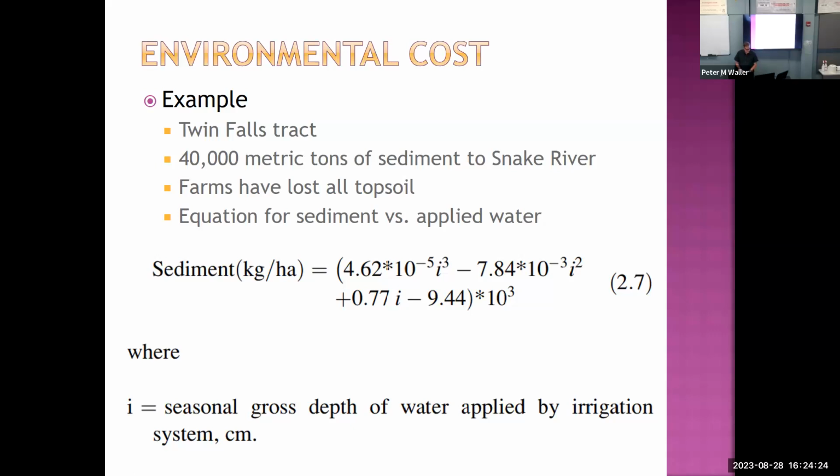Okay, let's talk about environmental cost. So there's many examples of environmental costs due to irrigation. One of them is soil loss and the degradation of soil health and the sediment washed into rivers. So that's the example we'll use here. So scientists figured out the depth of sediment as a function of irrigation depth here in this equation, where I is the irrigation depth, annual irrigation depth. And so if you applied more water, similar to what we talked about previously, more water might run off the field and carry sediment with it. And many of the soils in this region have been ruined because of surface irrigation.